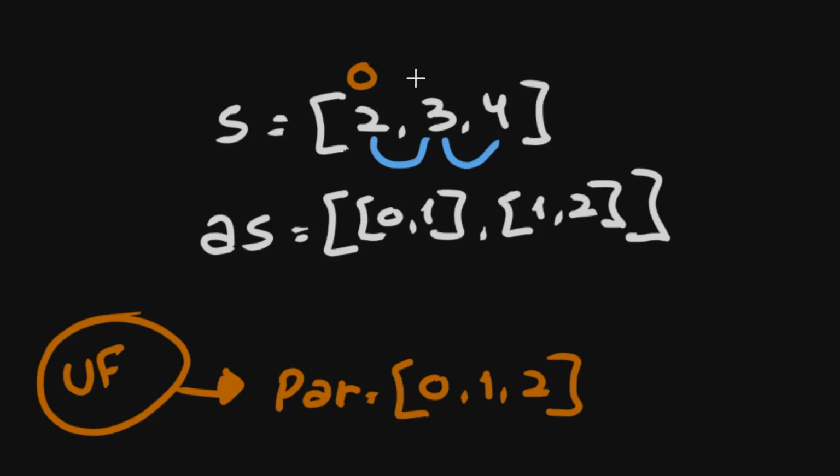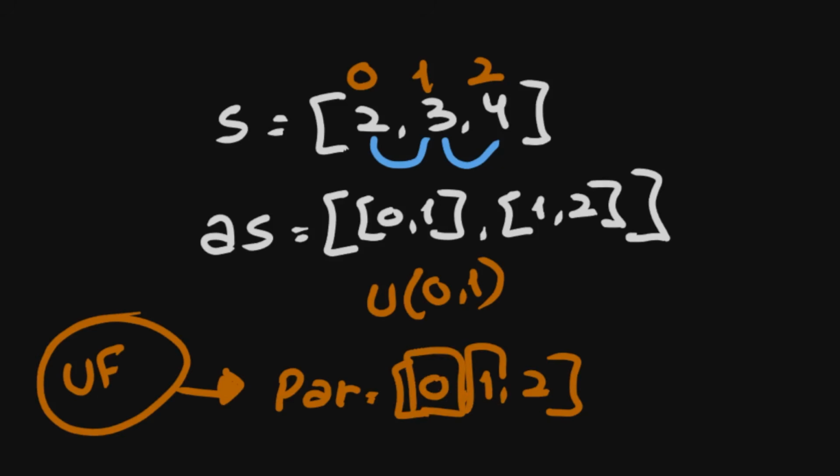This is index 0, this is 1, this is 2. Why? Well, because this means that this element belongs to component number 0. This element belongs to component number 1, and this element belongs to component number 2 initially. And now we can run the union function with each of these connections. So we run union with 0 and 1, and that's how we connect these two components.